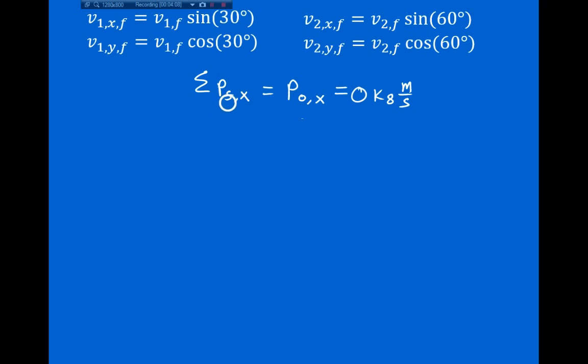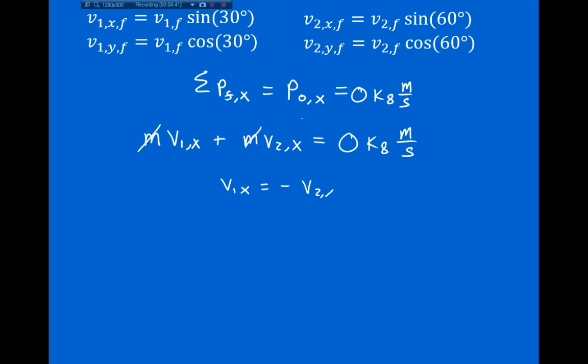Now, for the sum of the final momentums of the two pieces in the x direction, remember momentum is mass times velocity, so one of the pieces has a momentum of m times v1x in the x direction, and the other piece has a momentum of m times v2x in the x direction. And when we add these together, we have to get 0 kilogram meters per second. Because the rocket breaks up into two equal pieces, these two masses are the same, so I can divide them off, and then I get that v1x is minus v2x.